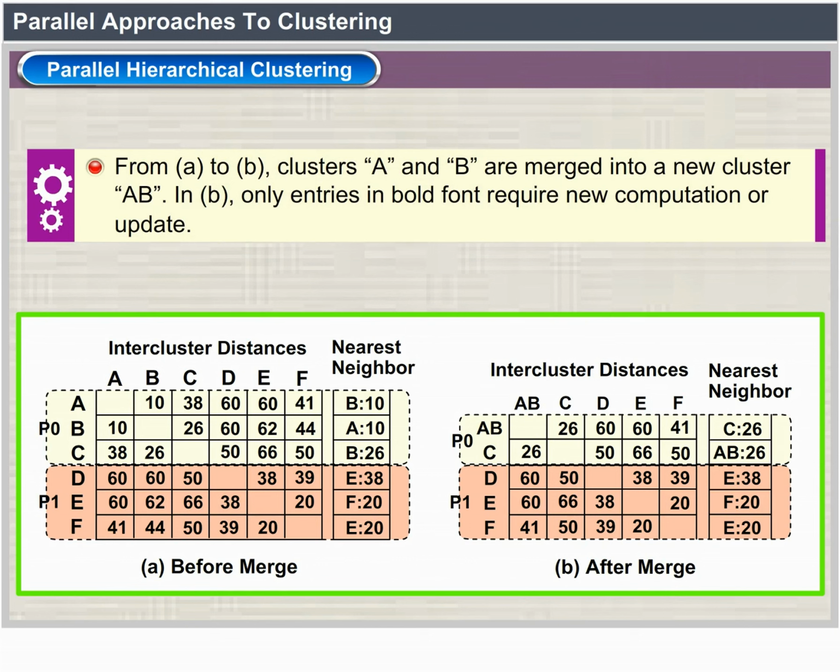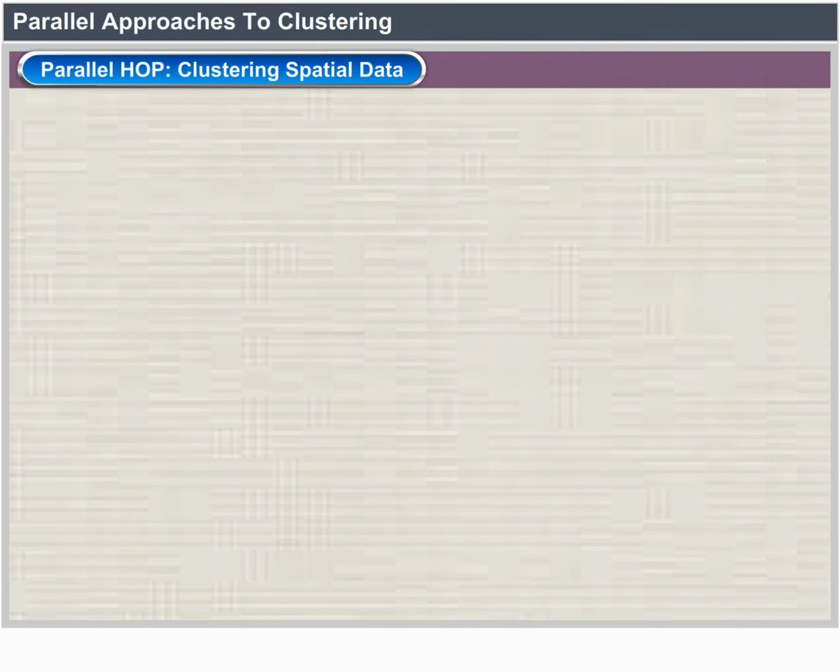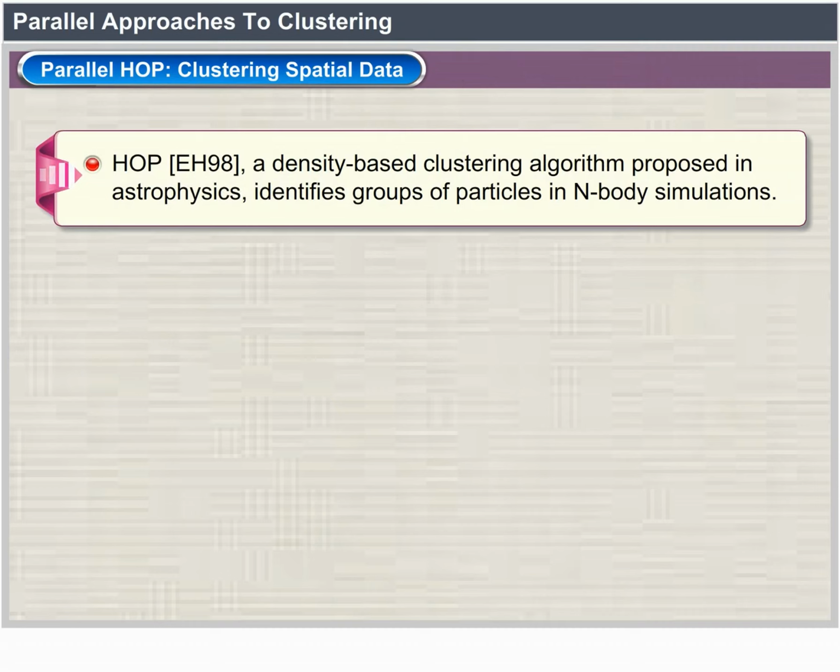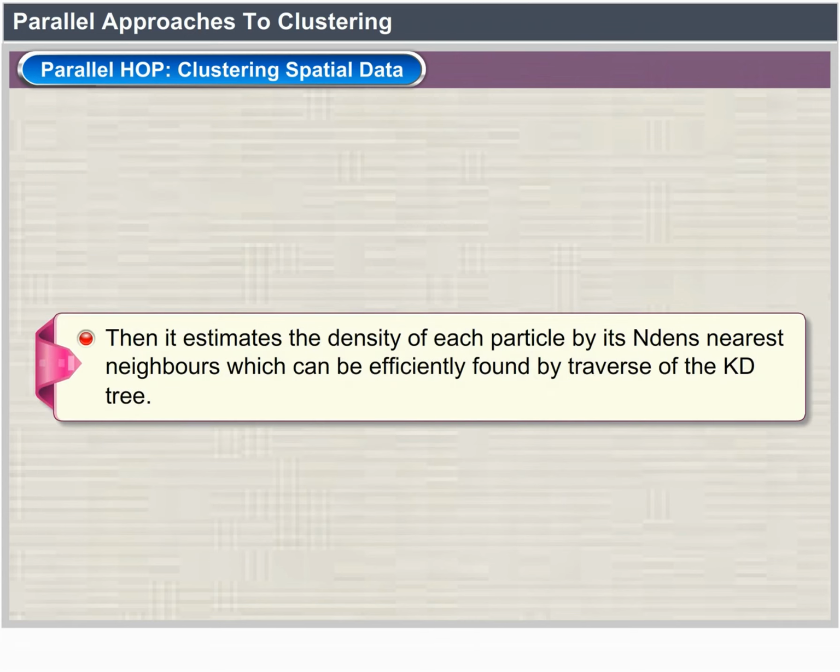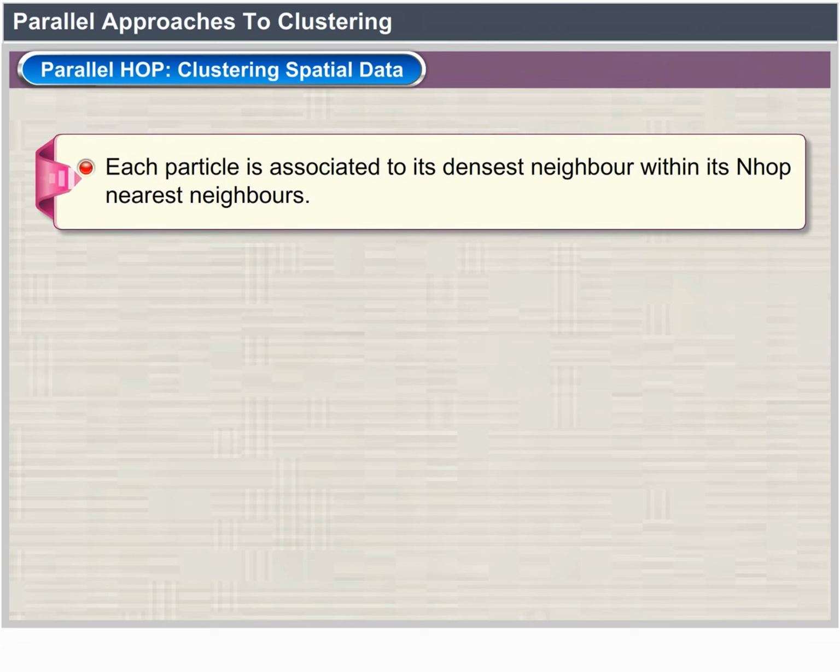Parallel HOP, clustering spatial data. HOP, a density-based clustering algorithm proposed in astrophysics, identifies groups of particles in n-body simulations. It first constructs a KD tree by recursively bisecting the particles along the longest axis so that nearby particles reside in the same subdomain. Then it estimates the density of each particle by its n-dense nearest neighbors that can be efficiently found by traversing the KD tree. Each particle is associated to its densest neighbor within its n-hop nearest neighbors.